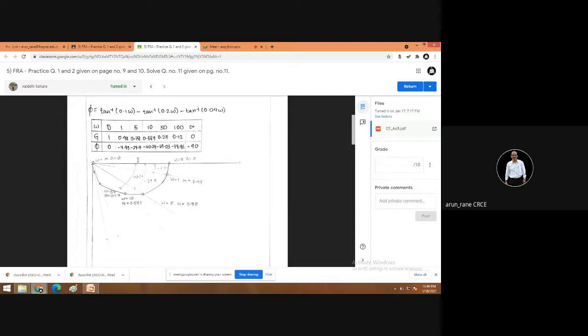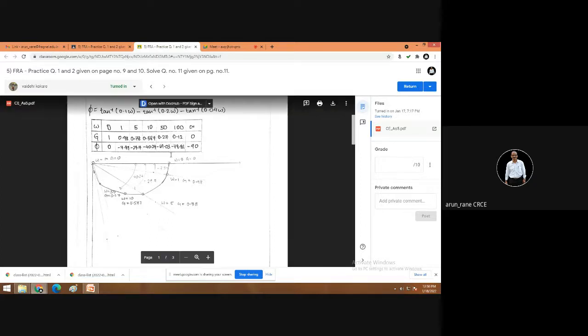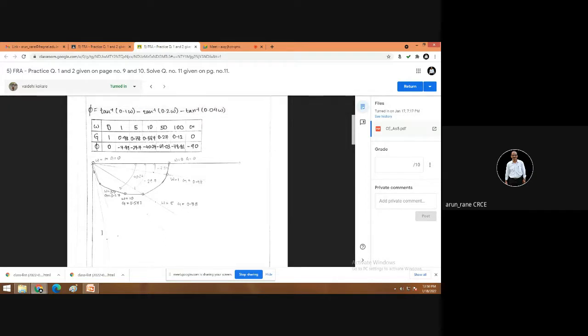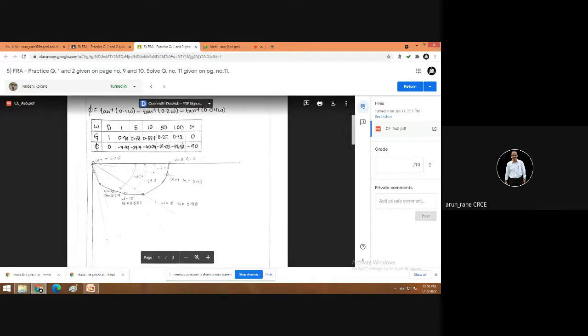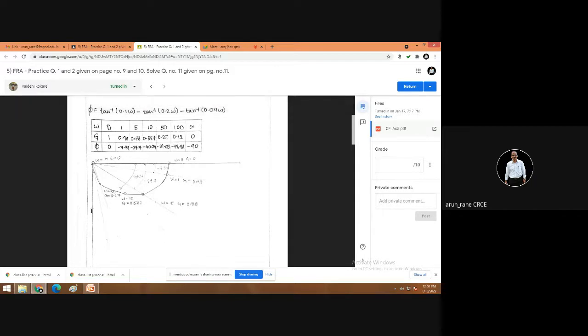Then the next line at minus 29.7 degree, followed by minus 40.24. Then minus 69.03, one more line, that is over here. Then minus 78.81, that is this line, and minus 90 degree. So that is this.